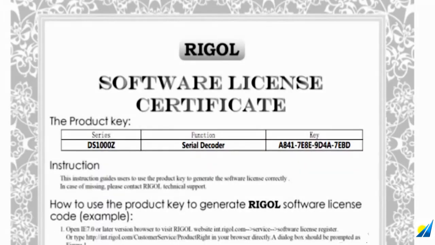Here's a sample of the certificate. The top of the certificate shows the series of instrument the option is used for, the description of the option, as well as the key. The key and serial number of the instrument are then used together to generate the license. The license is then entered into the instrument.